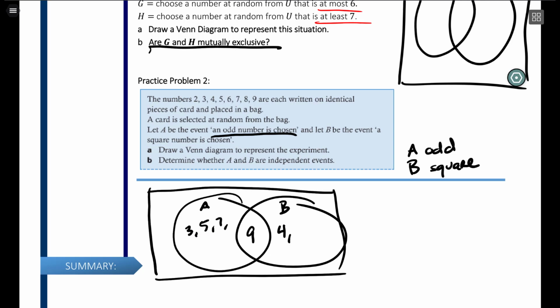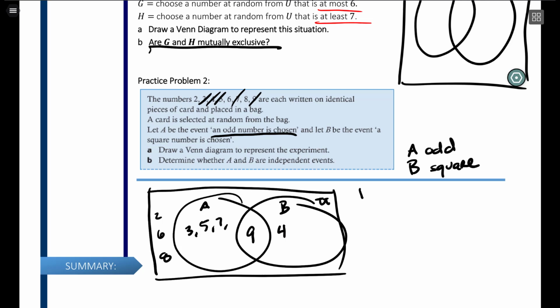That means 9 needs to go in the middle. Okay? What numbers are in our universal set chilling out here? What did we not take care of? Well, we took care of 3, 4, 5, 7, and 9. Now we need to place 2, 6, and 8 all by their lonesomes out here. Okay? So there, we've drawn a Venn diagram to address that situation.